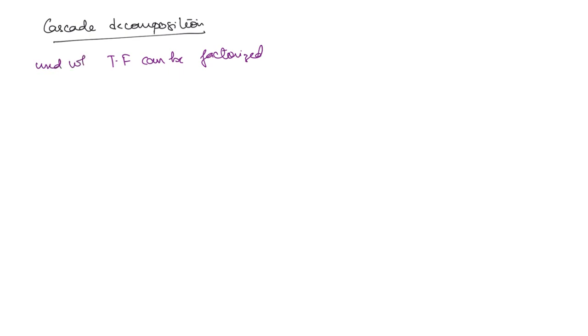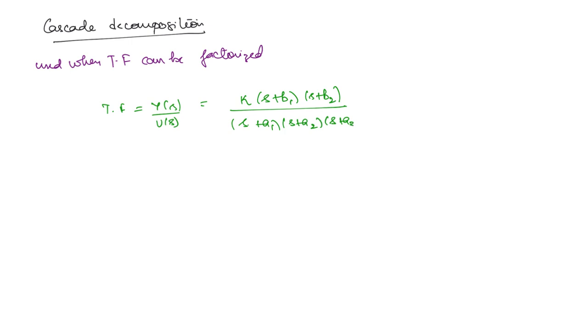Used when the transfer function can be factorized. So what will be the form of this kind of transfer function? Y of s by u of s will be equal to some k, which we can take as the gain, into (s plus b1) into (s plus b2) divided by (s plus a1) into (s plus a2) into (s plus a3), just for the example.